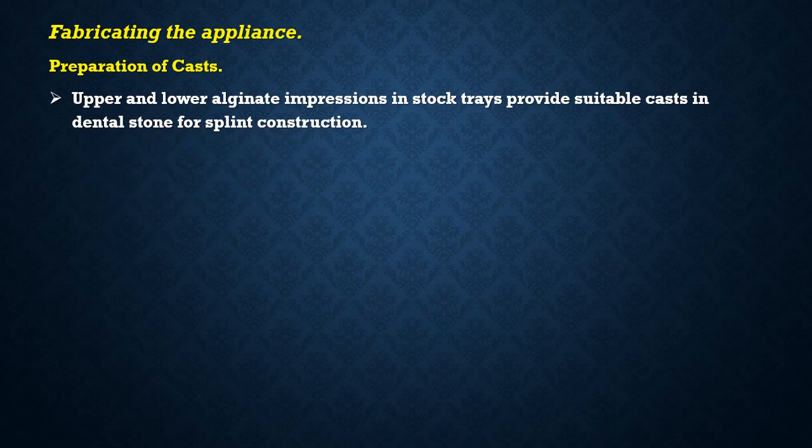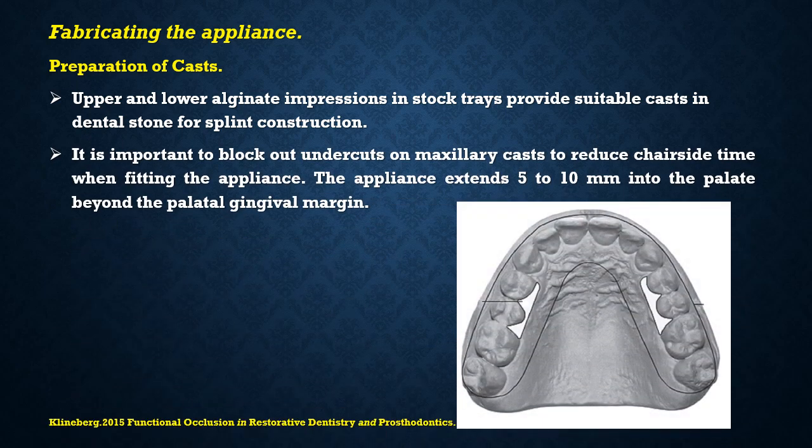Well, for the fabrication of the appliance, first of all, how to prepare the cast. You have to make an upper and lower alginate impression in stock trays, and then pour it with stone material. An important thing is to block out any undercut on the maxillary cast, so as to reduce the chair time when fitting the appliance in the future. The appliance should extend 5 to 10 millimeters into the palate beyond the palatal gingival margin.